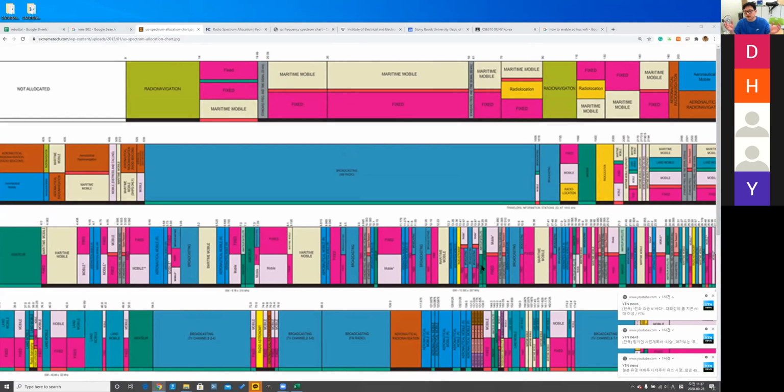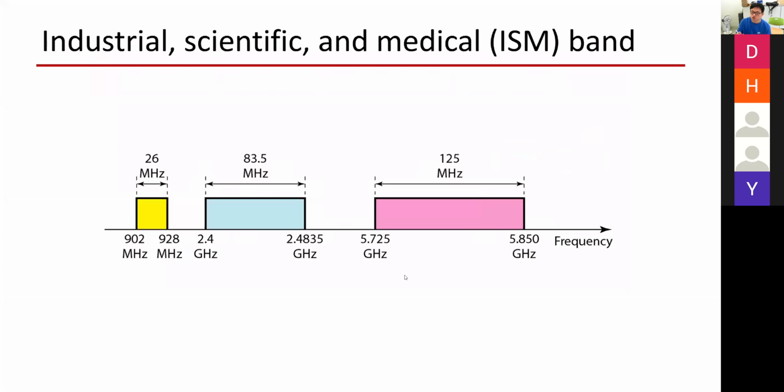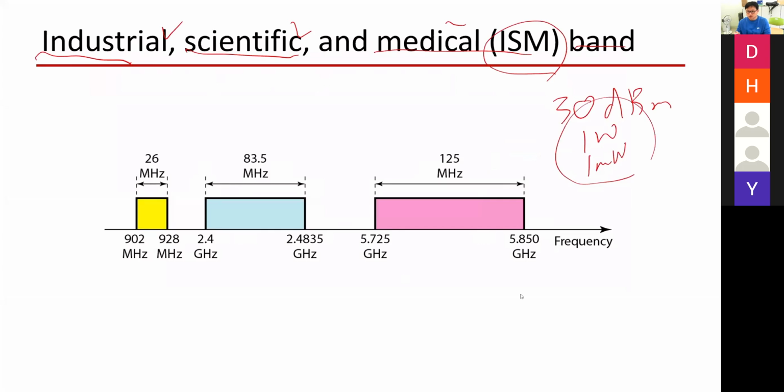Because all the frequency is already auctioned and there is already an incumbent, you are free to use the ISM band without permission. ISM stands for industrial, scientific, and medical band. If your communication is one of these categories, you can use it without permission. But your power level is limited by the government. We call it 30 dBm, which is 1 watt. You cannot exceed those levels.